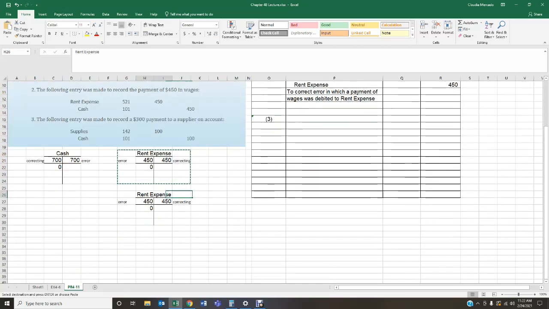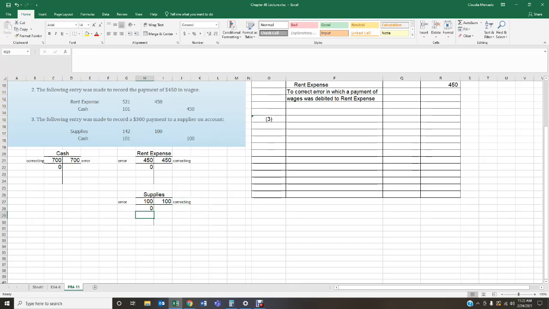Okay? So let's look at this particular transaction. Okay? So we have supplies. This is the account that was used in error. So supplies was debited $100. This is the error. If I want to fix it, then I need to credit supplies $100. And then that way my supplies account balance is going to be 0. My impact to the account is going to be canceled.